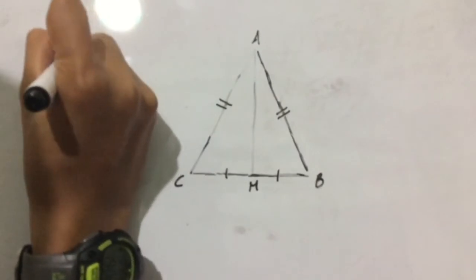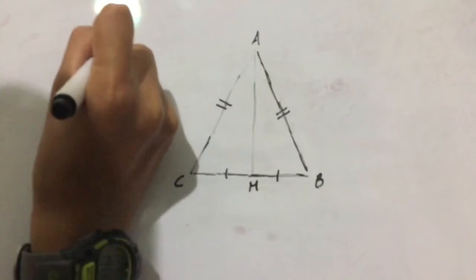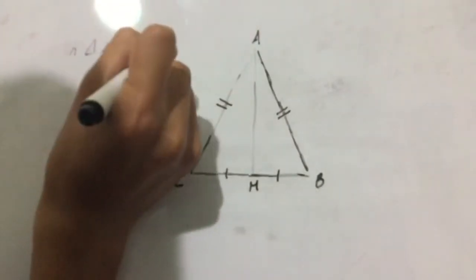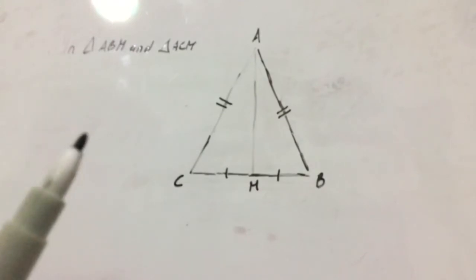What next? So now we have to prove why these triangles are congruent. And we always start by saying, in triangle ABM and triangle ACM. Now we have to find why these triangles are congruent, and we have to find evidence that tells us that.